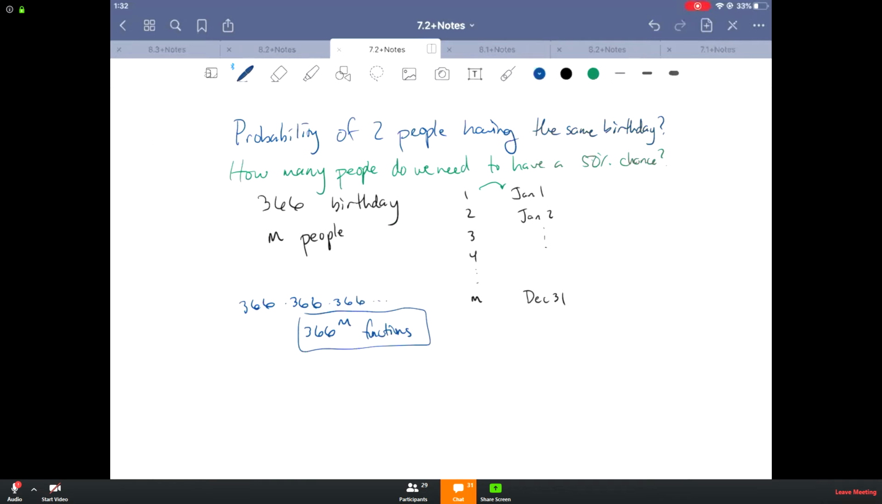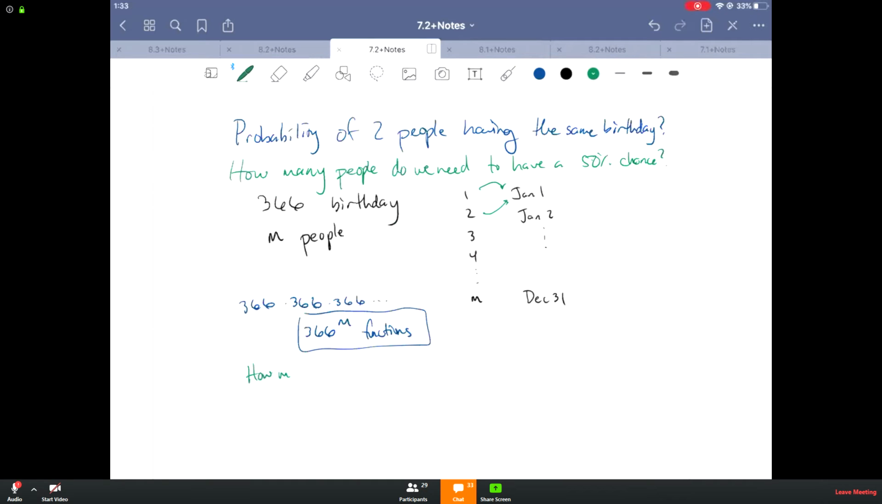Okay, so now think about what we want in terms of functions. You want two people having the same birthday. Let's just make this the easiest way possible. Let's say the first person's birthday is January 1st. Two people having the same birthday, so that person will also be January 1st. In functions, what is this? Two pigeons going to the same hole. That function is no longer 1-to-1.